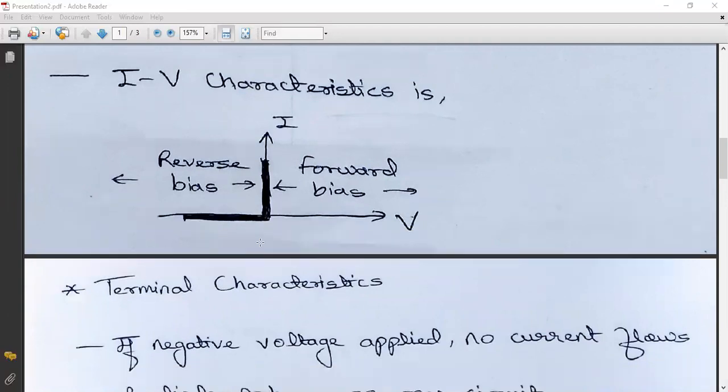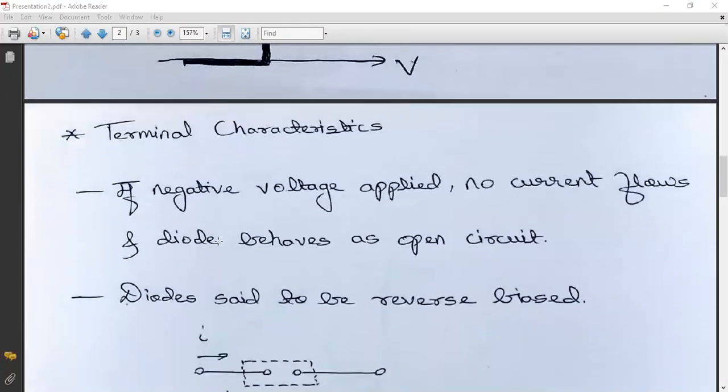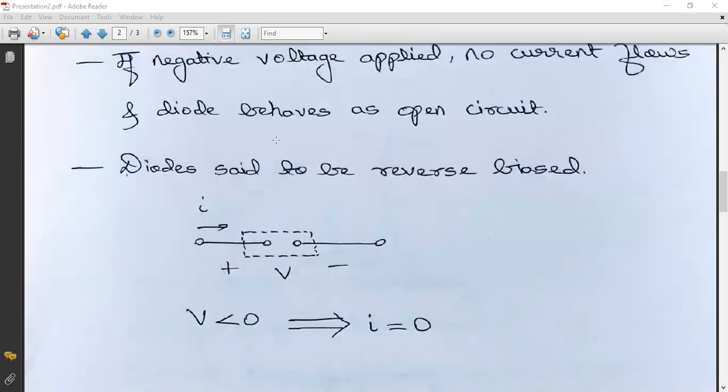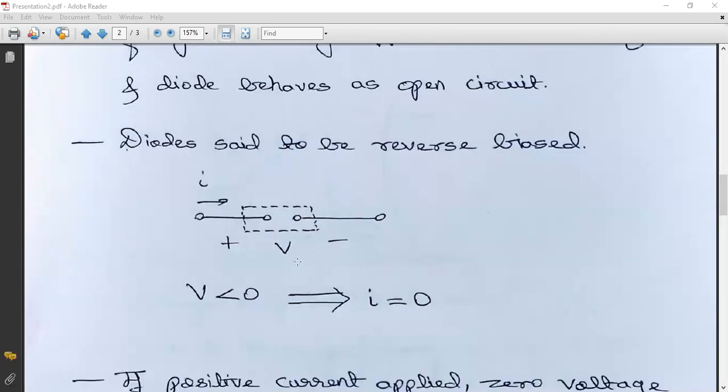Now let us see some terminal characteristics. What will happen if we apply a negative voltage? The current will not flow through it, right? And the circuit will behave as an open circuit. Whenever this condition holds, the diode is said to be reverse biased. The same thing is written here: when the voltage is less than zero, that is, negative, the current value will be zero, and the diode will behave as an open circuit.